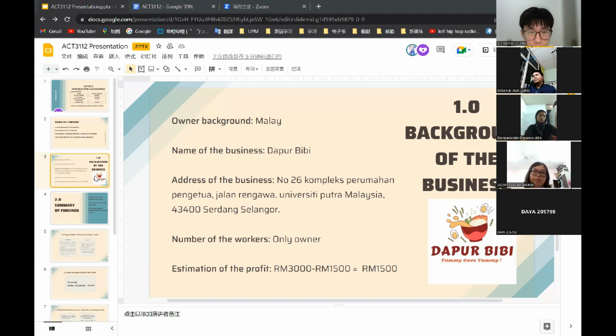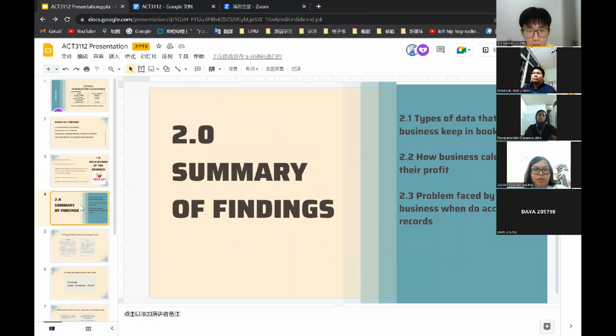For the estimation of the profit, it's around 3,000 for the sales, and expenses are around 1,500, and after subtracting, the total we got is around 1,500. And the last one, as you can see in the slide, is the logo of the business, Dapur Bibi. For the next slide, I will pass to another presenter. Thank you.